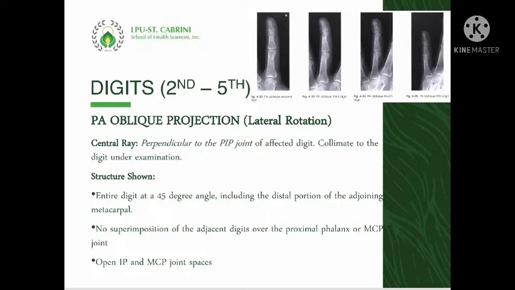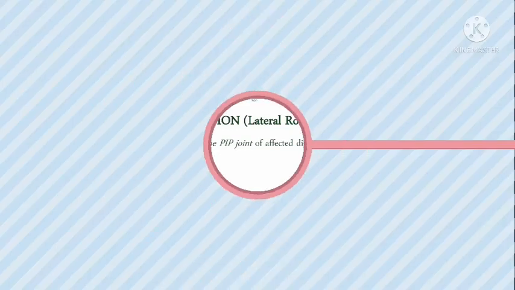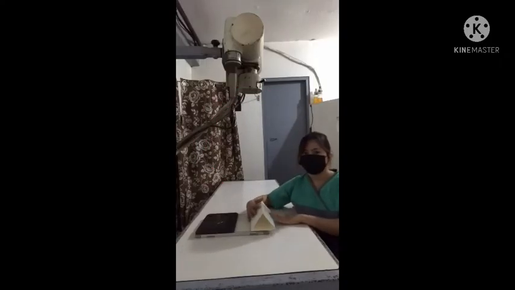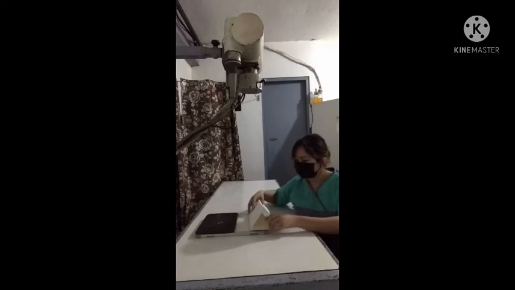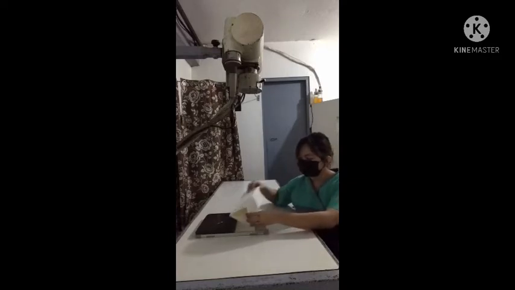This radiograph will show the entire digit at a 45 degrees angle without superimposition of the adjacent digits and open interphalangeal and metacarpophalangeal joint spaces. On my demonstration, you will notice that for the second digit, I used medial rotation instead of lateral rotation. It is because placing the second digit closely to the IR can reduce magnification of the entire digit. Thus, it enhances its detail.